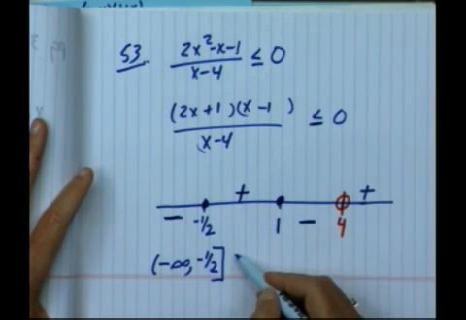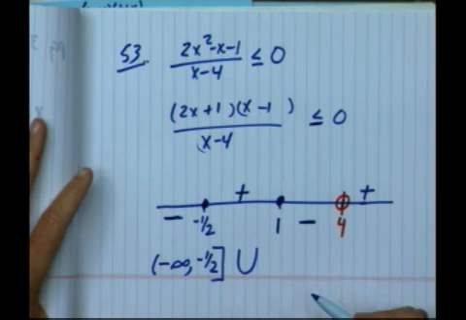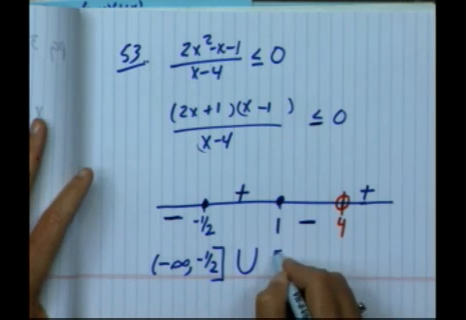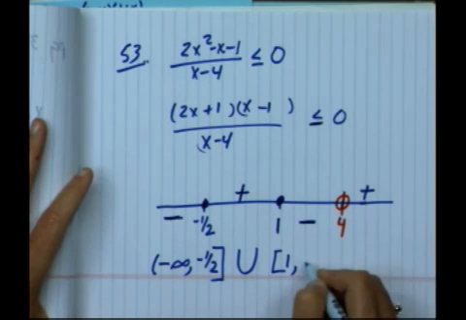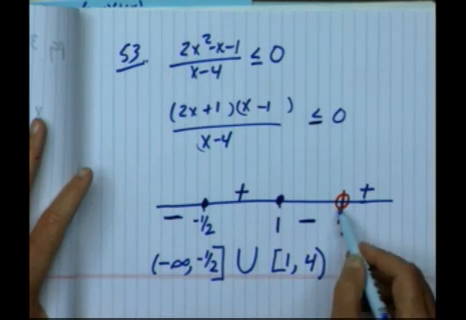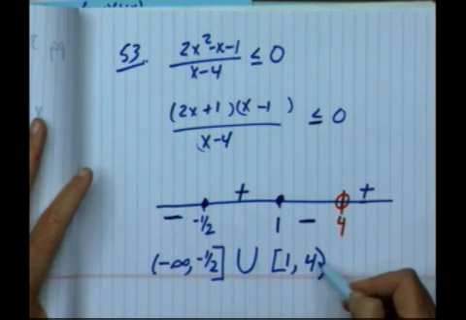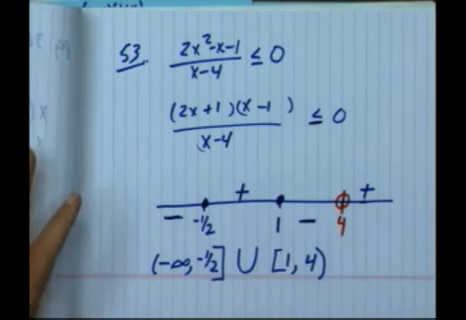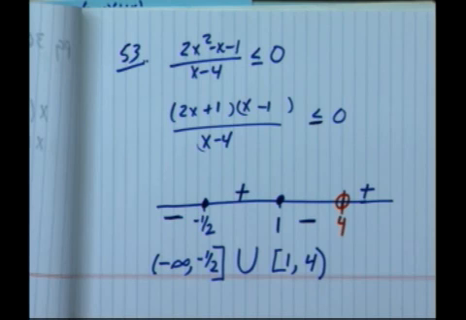What's my little symbol in here? Union. And then we're going to pick up at 1. We're going to go to 4, but I have to use a parenthesis at 4. Why did I have to leave out the 4? Because it's not equal. Right, we can't divide by 0, undefined at 0.